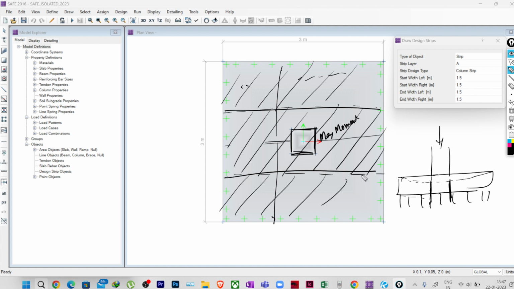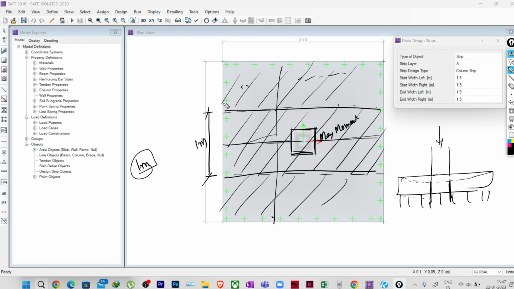Now what will be the dimension of the strip? As it is a column strip, and we want the shear also to be calculated, so shear at a distance of D, right? In general practice there are different practices actually. You can make these strips of 1 meter, to get the forces for per meter width. So if you draw a strip of 1 meter width, then whatever forces you get is per meter width.